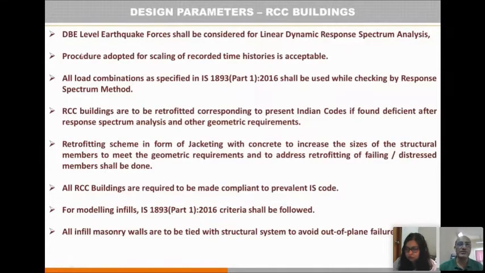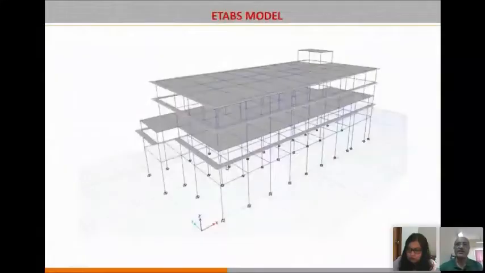DBE levels of earthquake shall be considered for linear dynamic response spectrum analysis. Then the procedure adopted for the scaling in the recorded time history analysis is acceptable. So you have to carry out the time history analysis as well when you are dealing with the hospital buildings. These are the steps you have to consider, and then carry out the three-dimensional modeling.